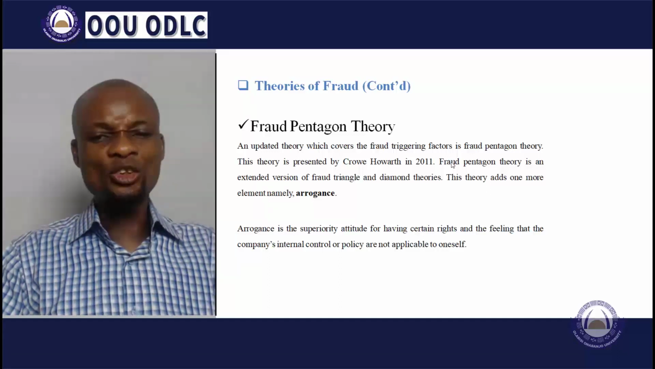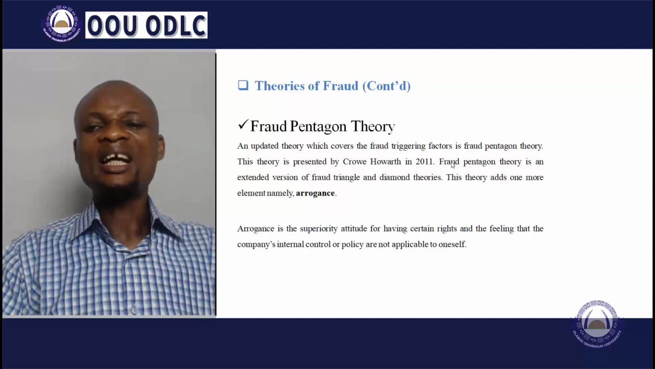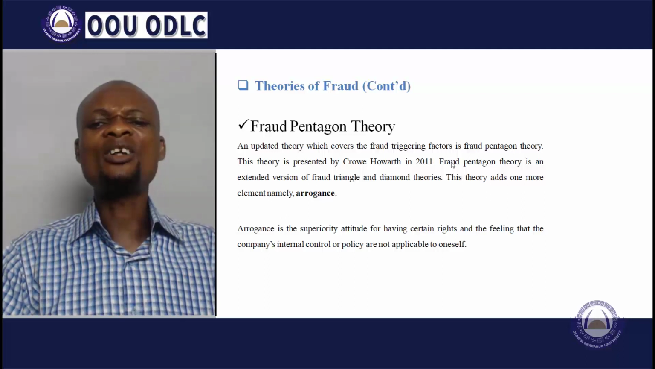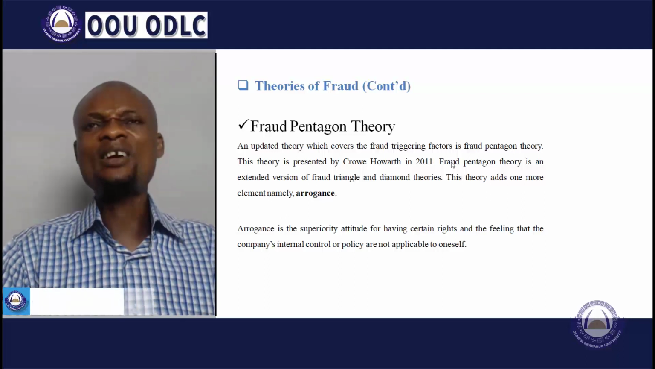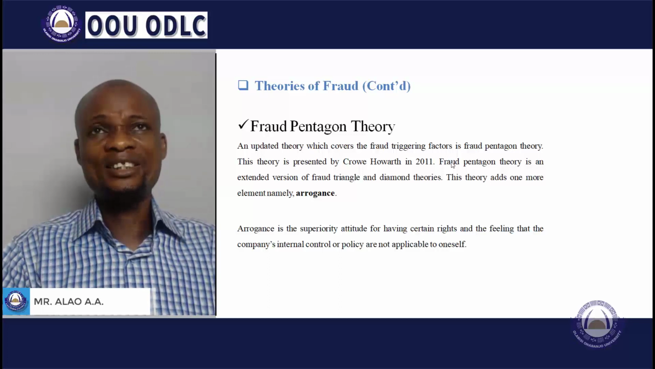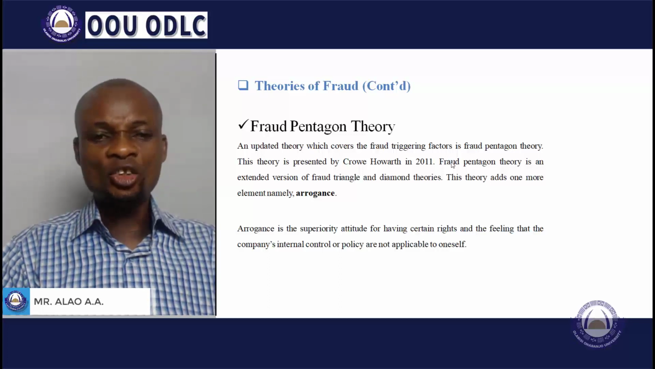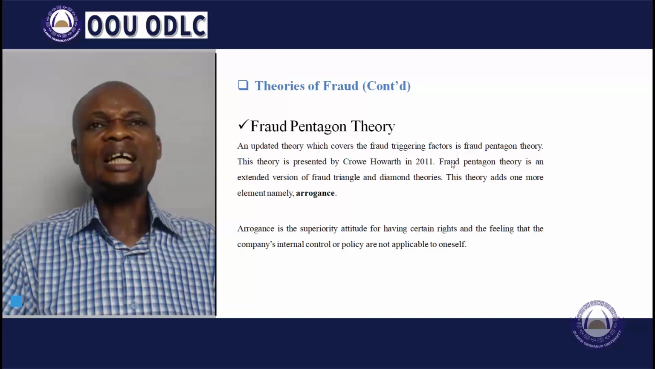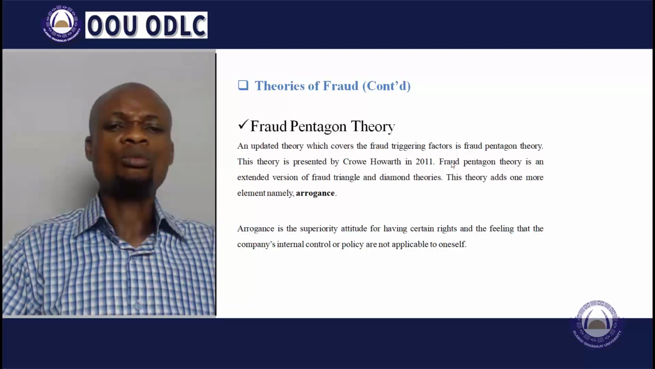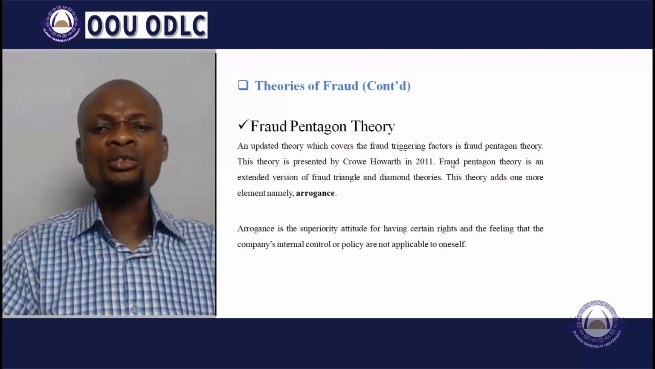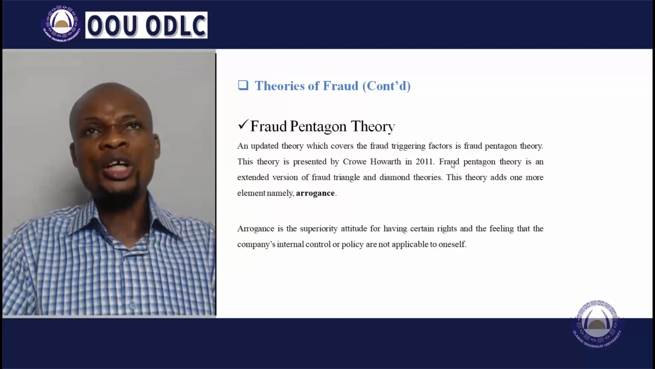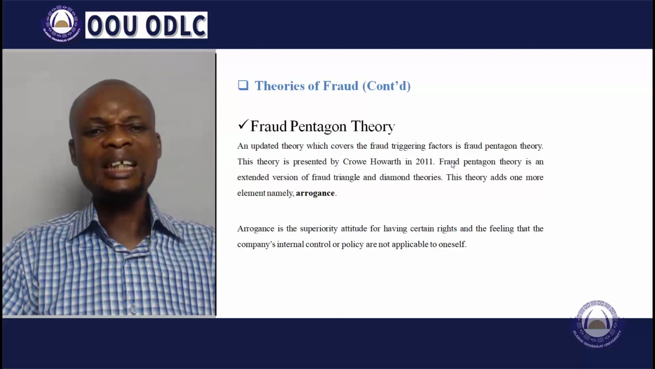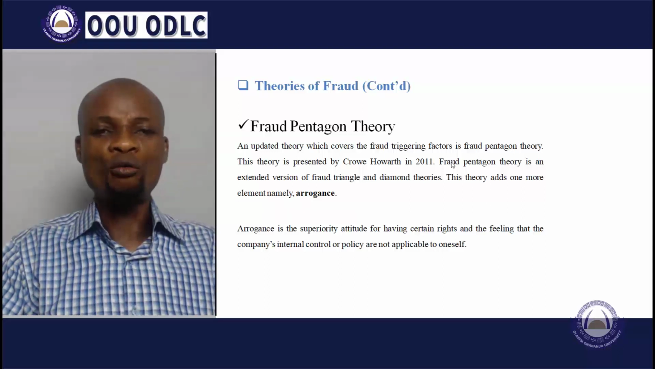Arrogance is the superiority attitude of having certain rights and the feeling that the company's internal control or policy is not applicable to oneself. That is, arrogance is when the head of a place, of a section, of a unit has that idea or belief that the internal control system or the policy of the organization is not applicable to him as the head. So that is arrogance. That is the fifth element of fraud.